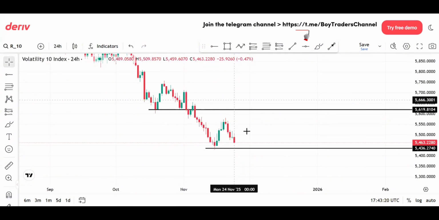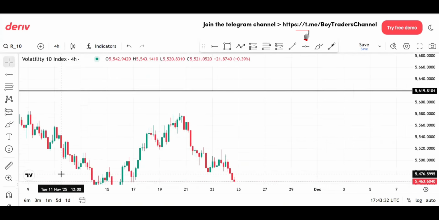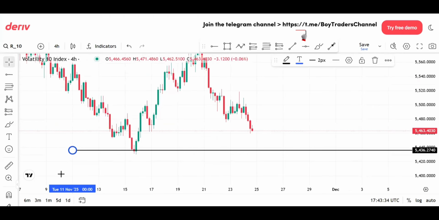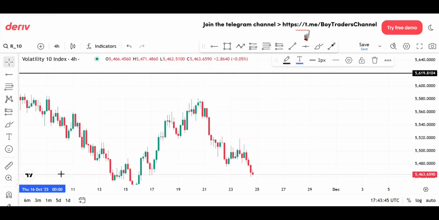So I'm bearish on this index. We have sell possibilities, at least price dropping to this point, and I have to proceed to the 4 hour time frame chart to see what we've got. So on this 4 hour time frame, I'm going to spot out the market structure.